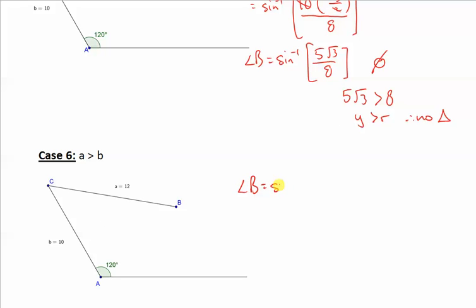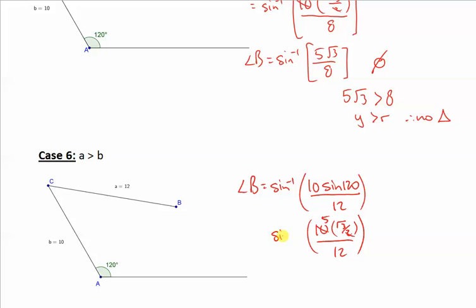Arc sine of 10 sine 120 over 12. Again, that's that root 3 over 2. You can reduce it. Now 5 root 3 is less than 12, so I am actually going to be able to assess this value. And let's go find out what that is on our calculator. So it's 5 root 3 over 12 this time.